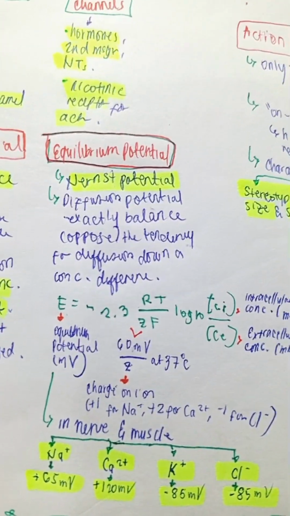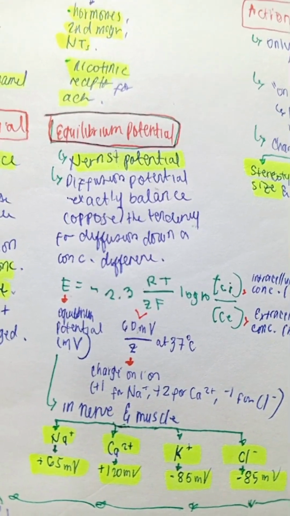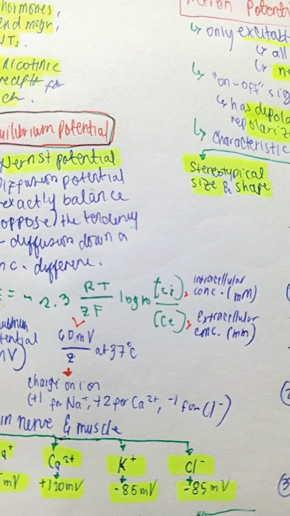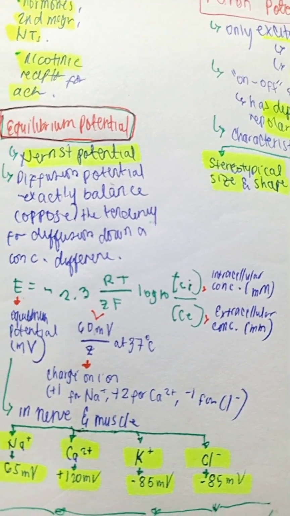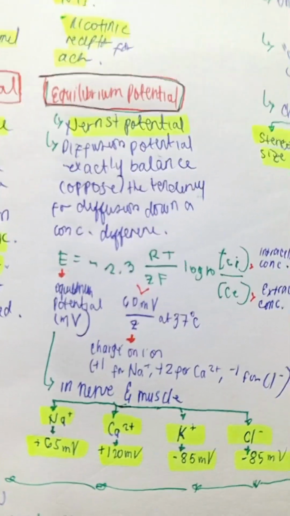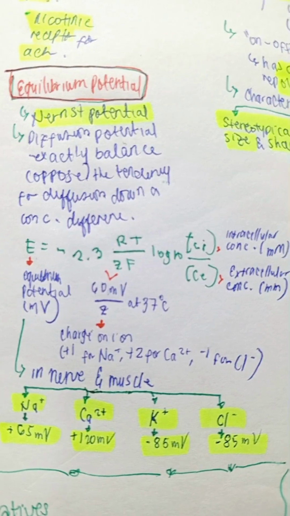So here are the equations. Equilibrium potential in millivolts is equal to negative 2.3 times RT over ZF times log of intracellular concentration in millimolar over extracellular concentration in millimolar. The Z here is the charge on the ion, where there's a positive 1 for sodium, positive 2 for calcium, and negative 1 for chloride.